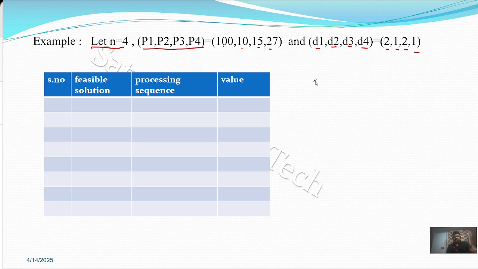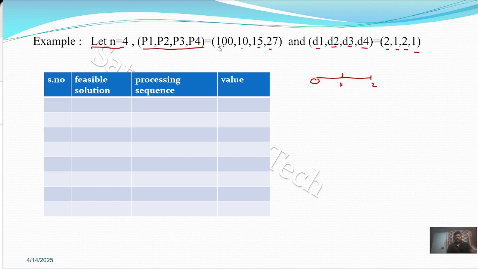For example, 0 to 1 is one slot, and 1 to 2 is another slot, because the deadlines are 1 and 2. If you complete one job in 0 to 1 and another job in 1 to 2, then we get the maximum profit. So that is the problem.